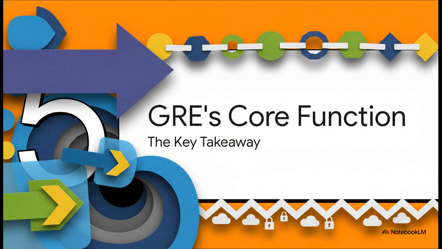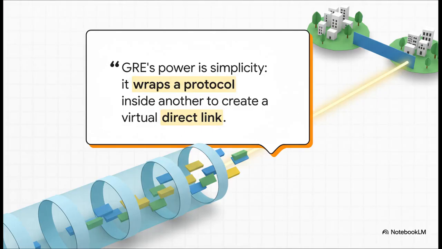So now that we've seen that whole process from start to finish, what's the one thing you really need to remember about GRE? Let's zoom out and boil it down to its most basic idea. At its heart, GRE's power is just its beautiful simplicity. It's a wrapper. That's it. Its genius is that it can take just about any kind of data, stick it in a standard box, an IP package, and send it on its way. This simple act of wrapping one protocol inside another is what lets us completely ignore physical boundaries and build these incredibly powerful virtual direct links.